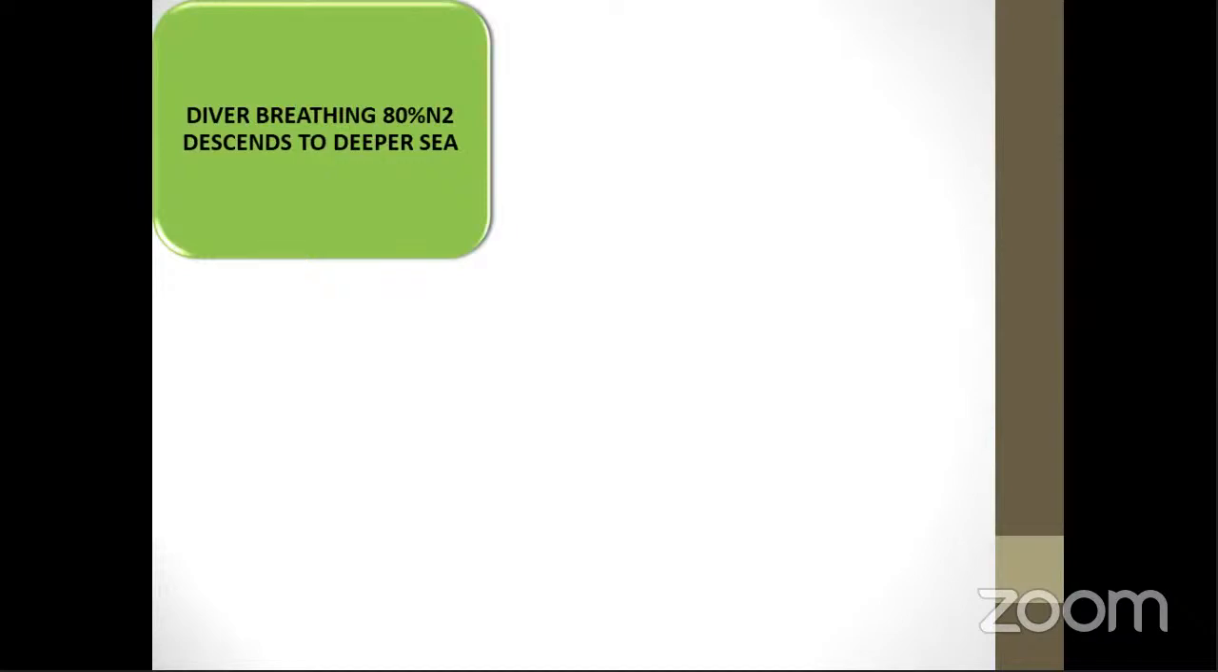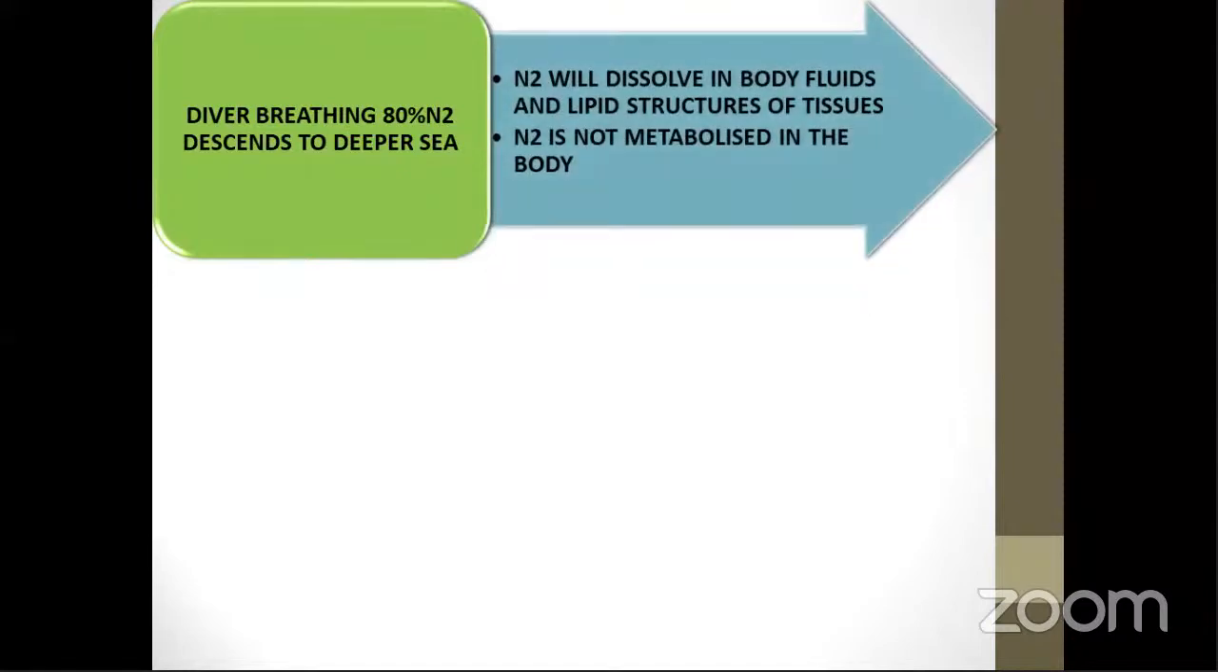The diver, or the person who is diving, is breathing 80% nitrogen, and this person descends to the deeper sea. And at this deep sea, what is happening? The nitrogen will be dissolved in body fluids and lipid structures of tissues. The nitrogen is not metabolized in the body. So the nitrogen will be in the dissolved form inside your body under the sea.